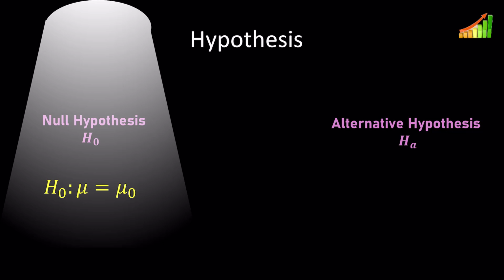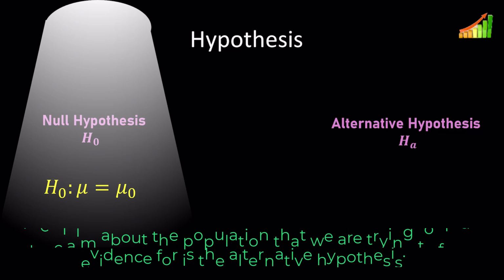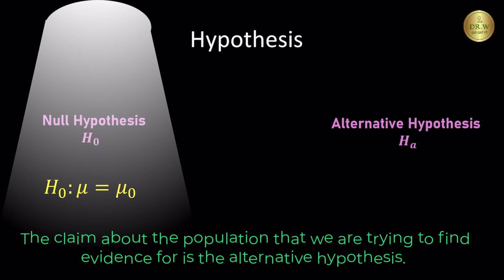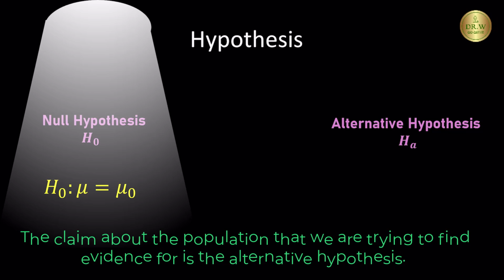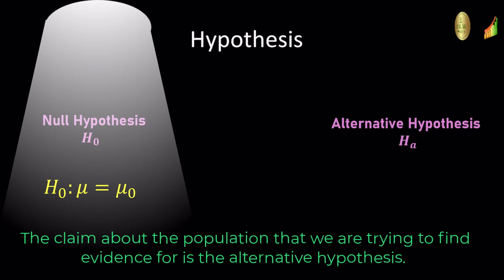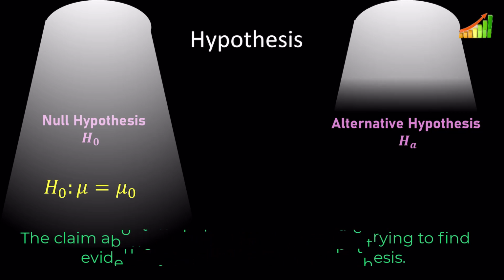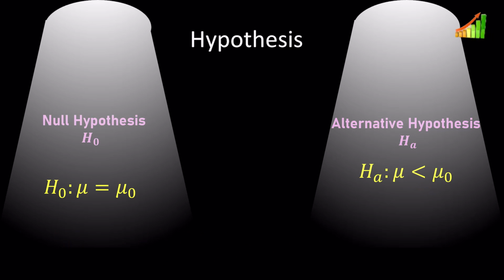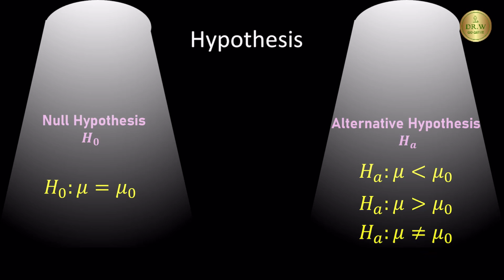Then what is the alternative hypothesis? The claim about the population that we are trying to find evidence for is the alternative hypothesis. We use HA to denote the alternative hypothesis. There are three cases. First, you see here mu less than mu naught. Then we can use mu greater than mu naught. Or we can use mu not equal to mu naught.